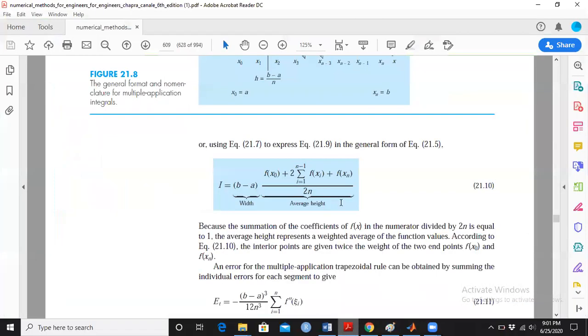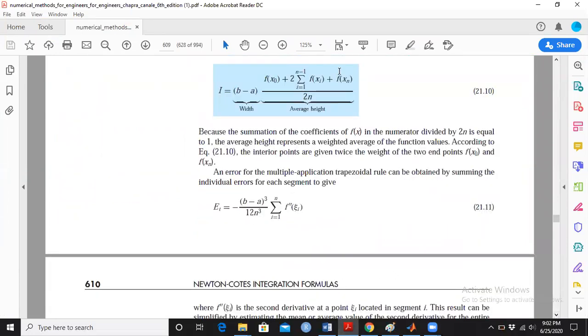Now, remember that we also need to think about the error analysis. Okay, so we will think about the error analysis. I will see you later with the next method, Simpson's rule. All right.